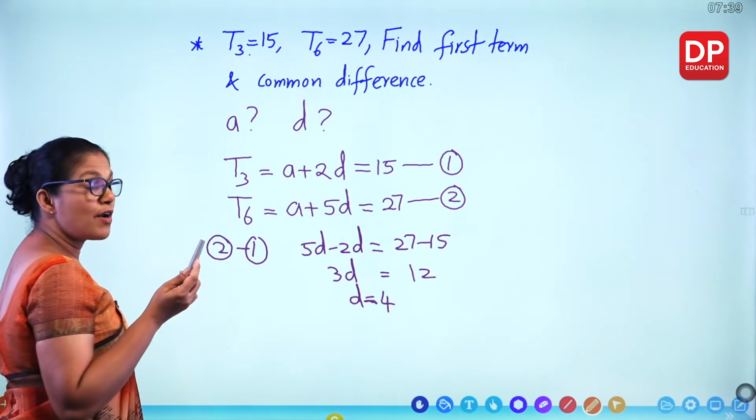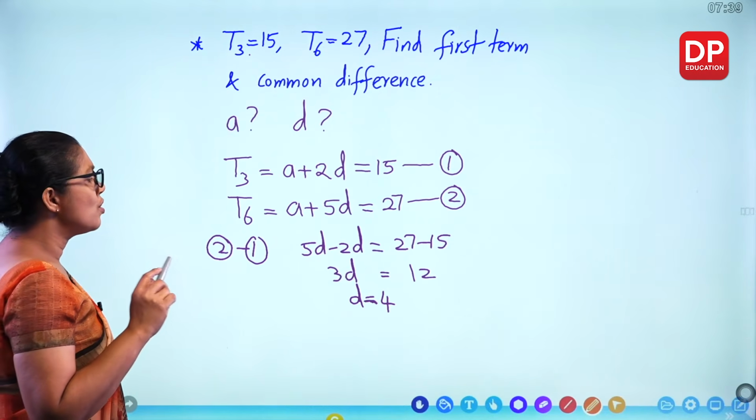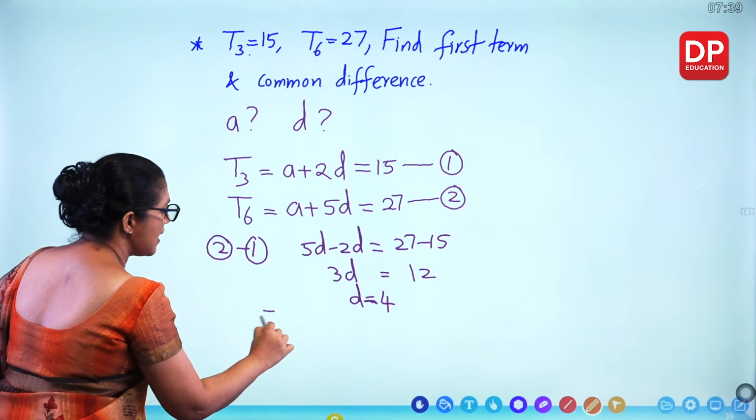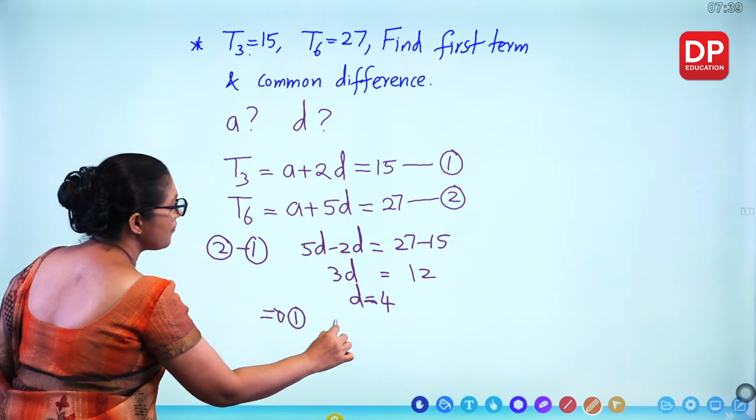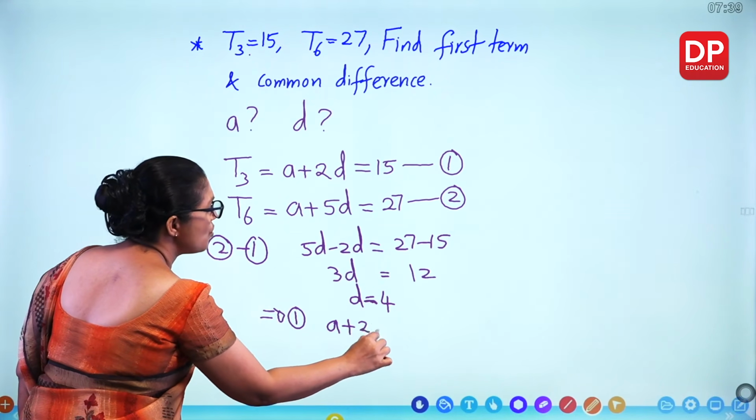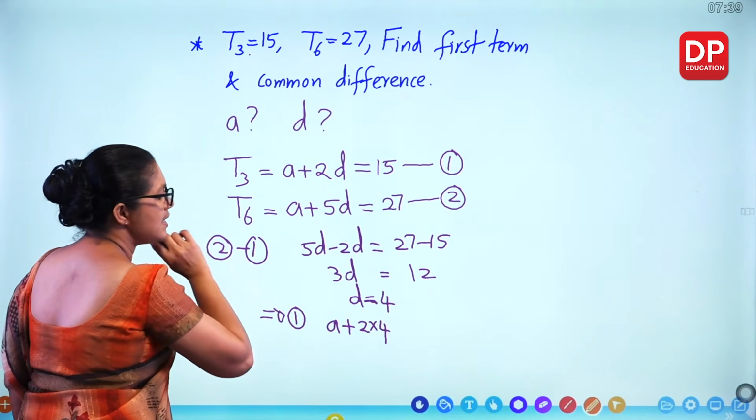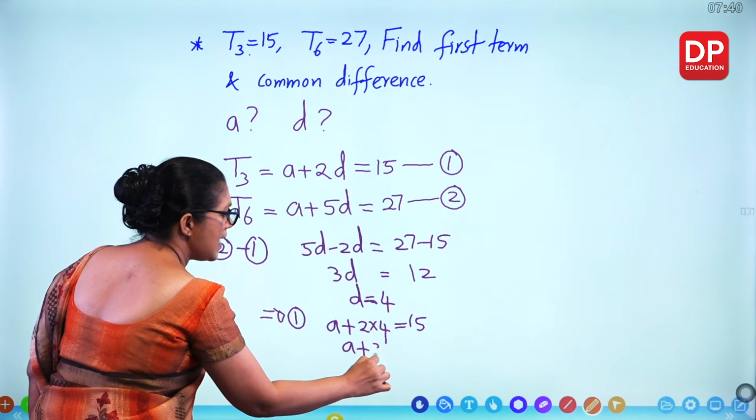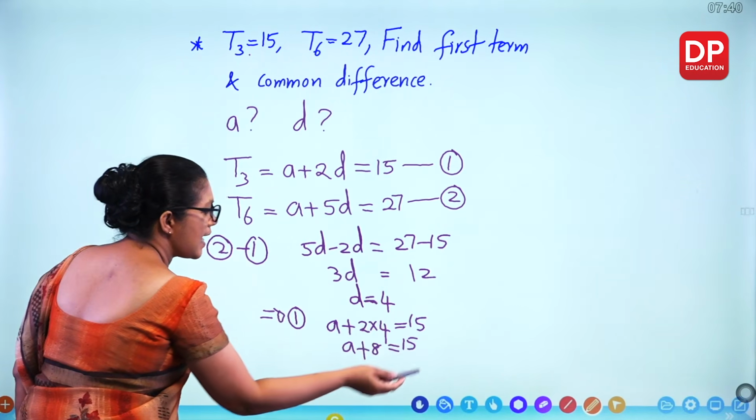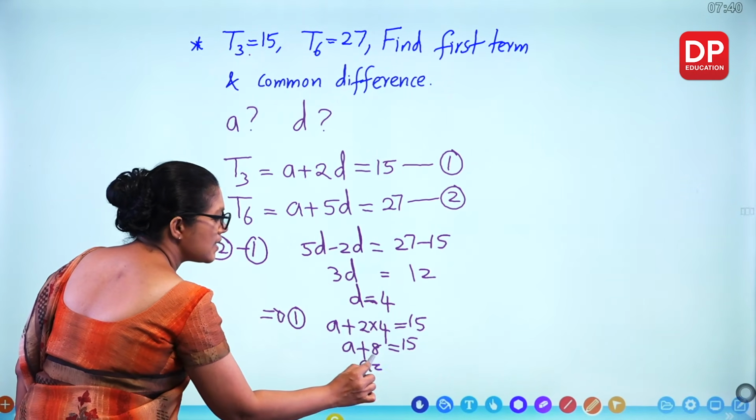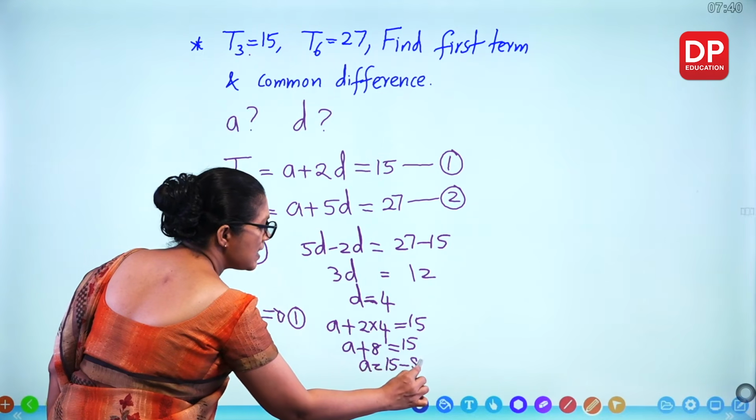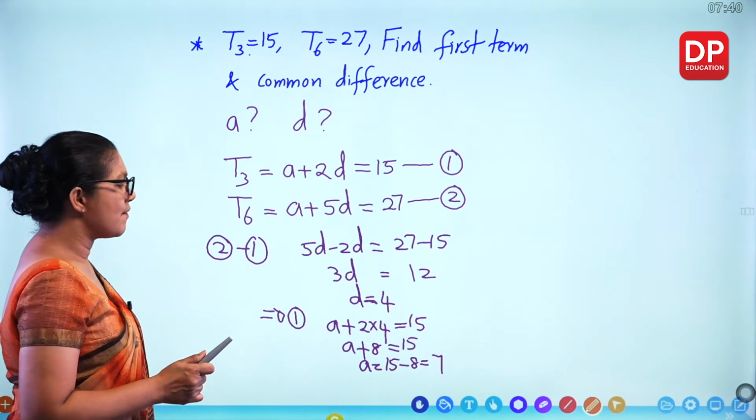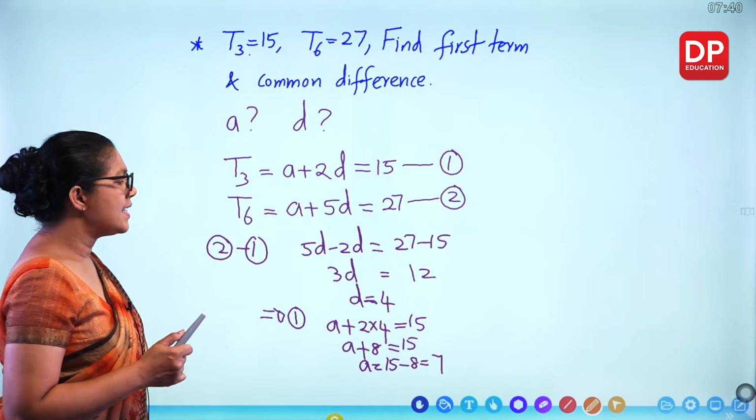Now take any one of the equations and plug it in to find out A. I'll take the first one. A plus 2 times 4, 2D is there, is equal to 15. So what is A? A plus 8 is 15. Take 8 to the other side. A equals 15 minus 8, that's 7. So the first term is 7 and the common difference is 4.